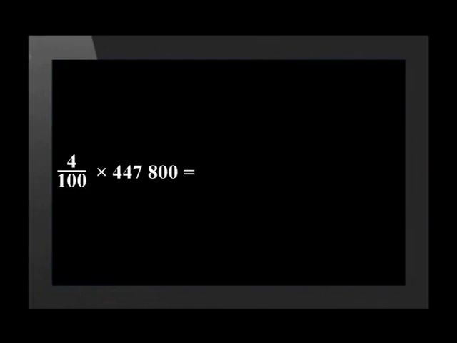Now, let's look at how many children received ARVs in the region of the Americas in 2010. To do this, we need to calculate the actual number of children receiving the drugs. In 2010, there were 447,800 children given ARVs, and 4% of them were from the Americas. 4 divided by 100 multiplied by 447,800 equals 17,912 children from the Americas.